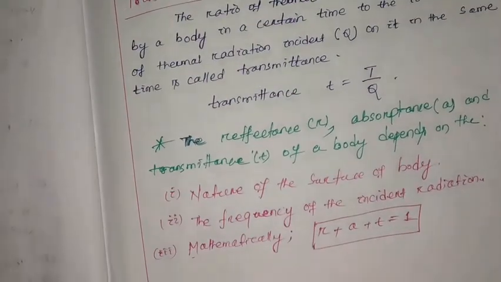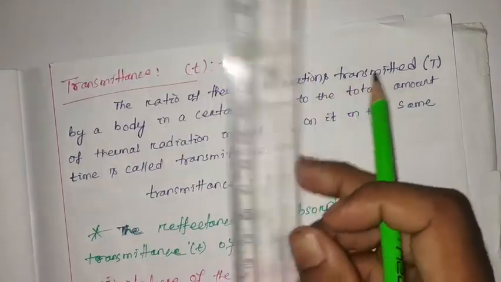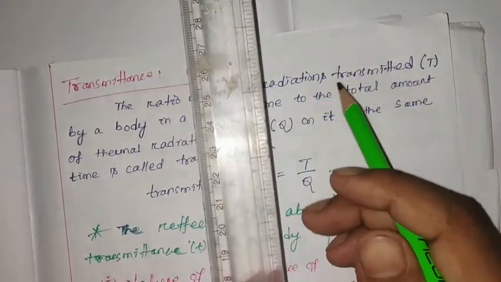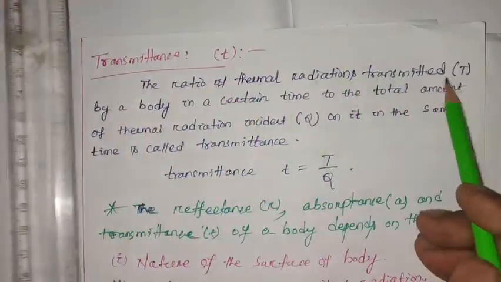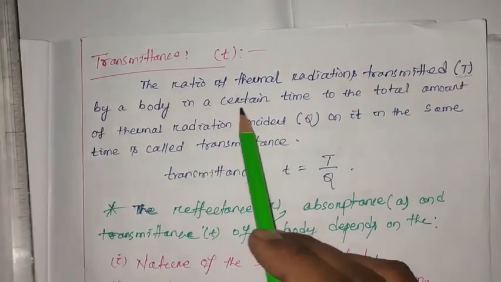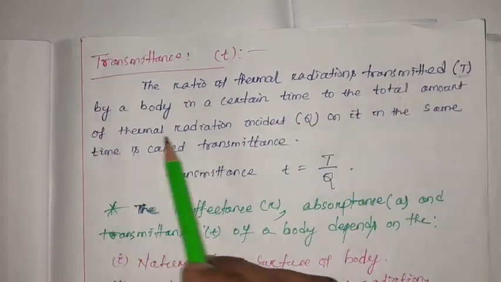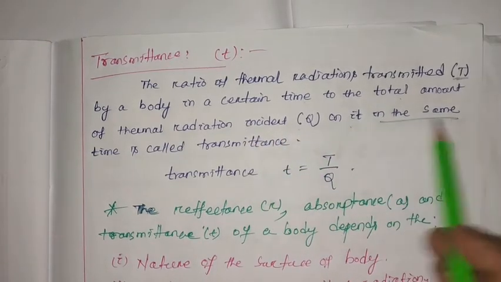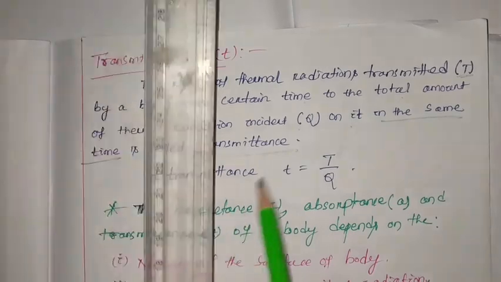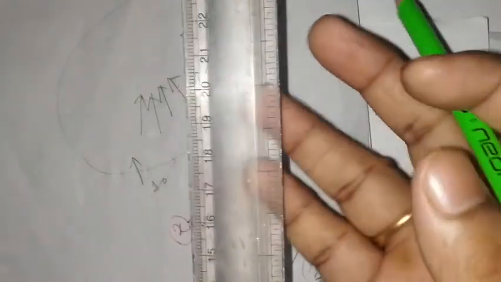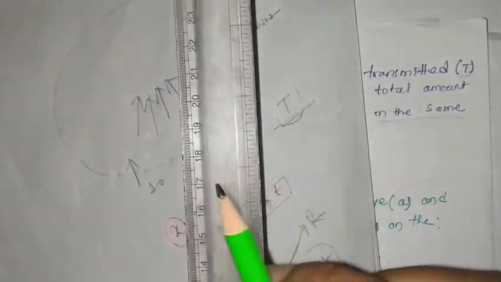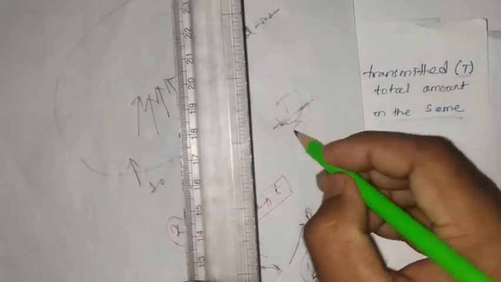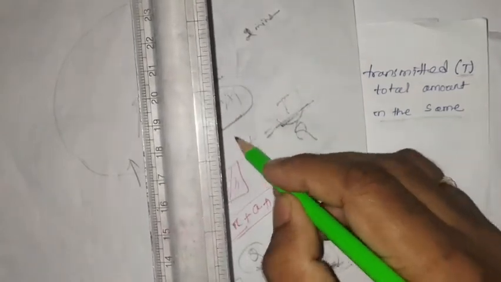Now we have to define transmittance. Transmittance means how much energy is going to be transmitted in that same 1 minute. As per the definition, the ratio of thermal radiation transmitted by the body in a certain time to the total amount of thermal radiation incident on it in the same time is called the transmittance. Suppose T amount of energy has been transmitted in that 1 minute, and Q has been incident. Then T by Q is your transmittance of that material.